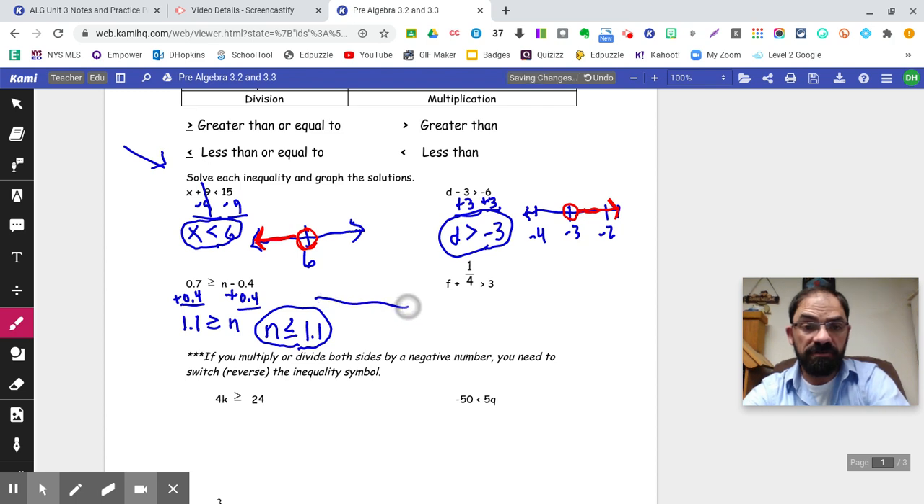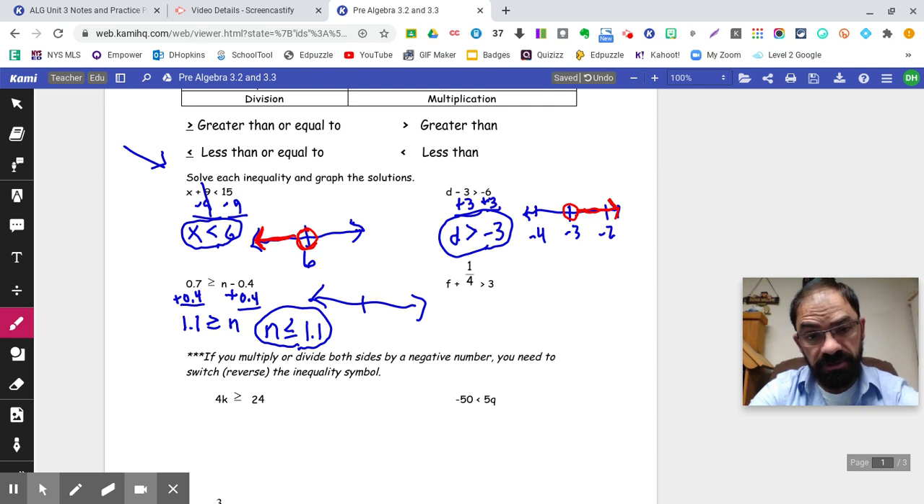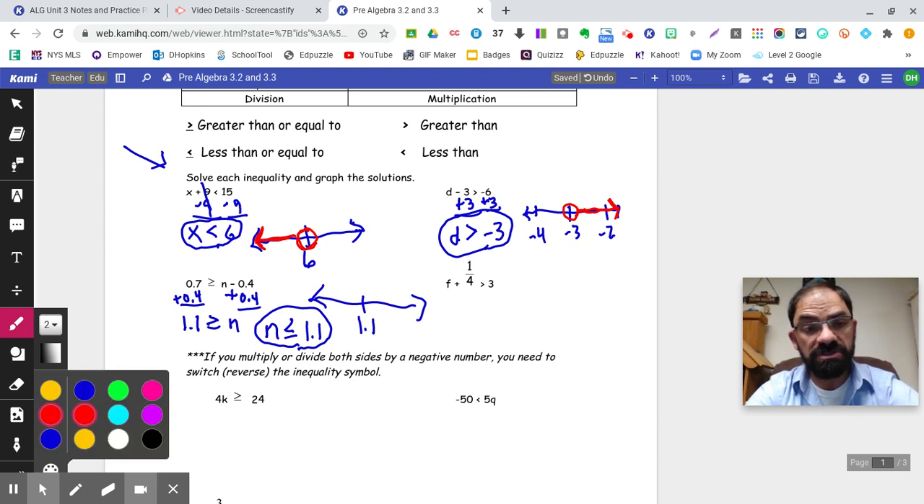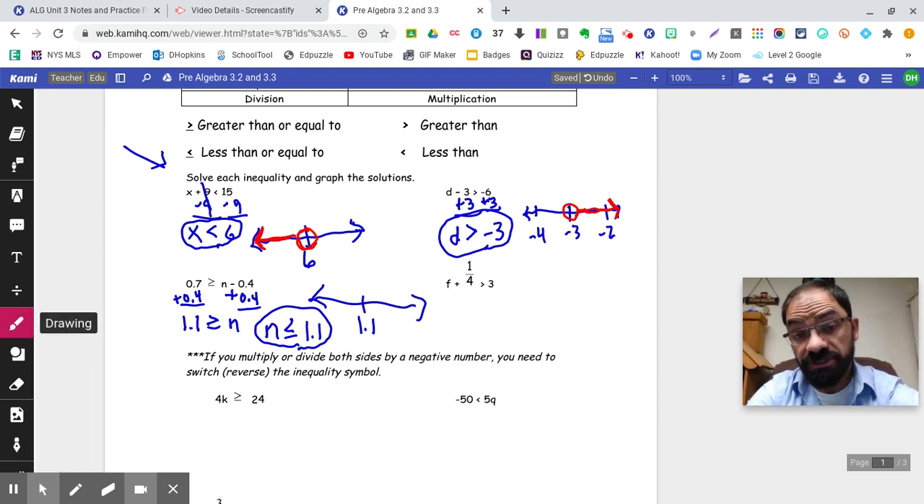And this time when I graph it, these are terrible straight lines. I'm sorry. I think it's got to catch up here. Let's erase this. It's going to be a closed circle this time because it's equal to. There's a chance it's equal to. And I'm going to shade to the left.